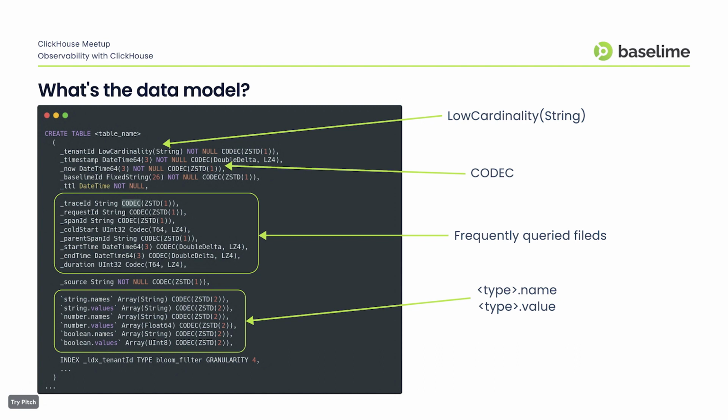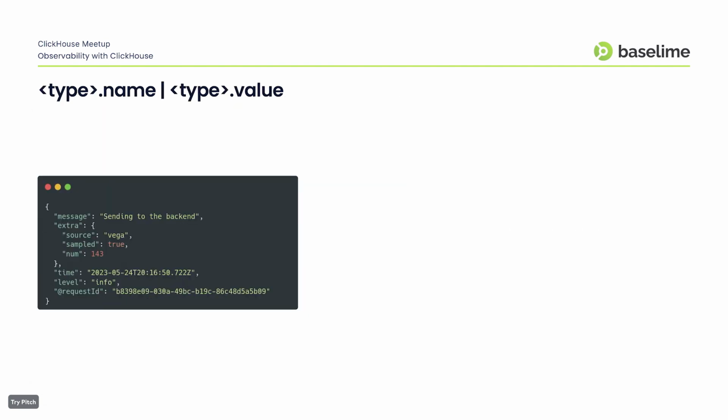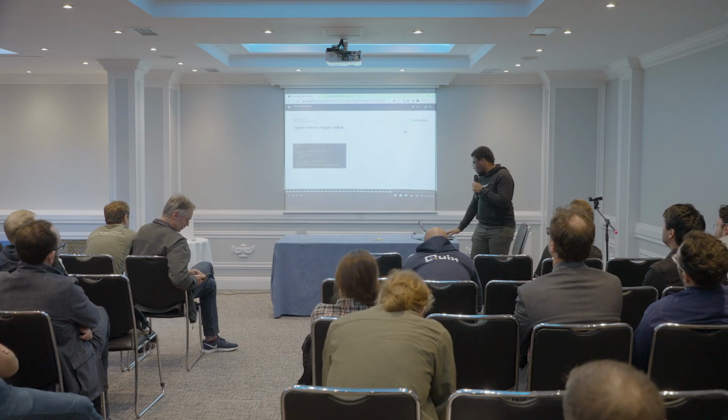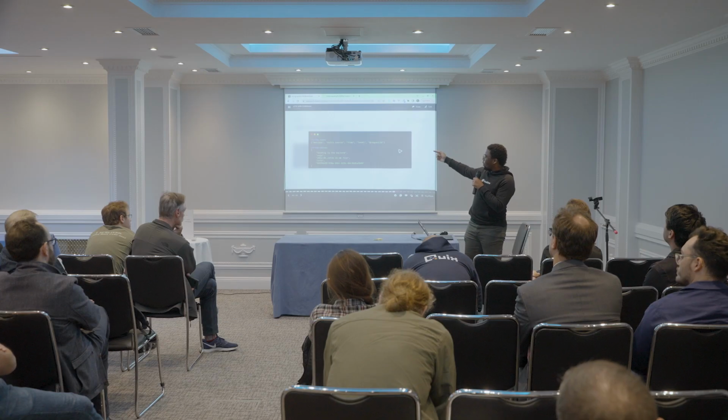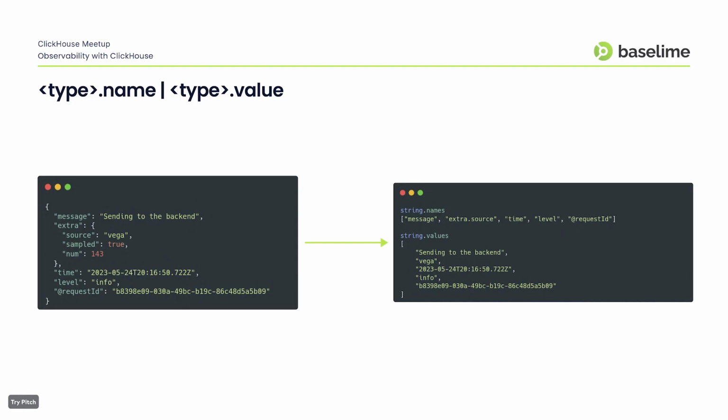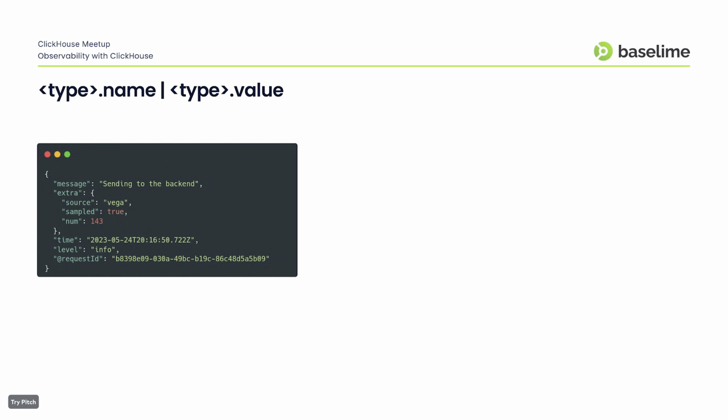Let's look a little bit deeper into how these work. For example, this is one log message that we get. It's a JSON with a message, a few extra parameters, a time, a level, and a request ID. When we get that data, we split it. All the keys that had values of type string, we store them in string.names. So message, extra.source, time, level, and request ID, those were all strings. We store them in that array of strings. Same thing for the values, but we make sure that the indices are the same. Message is sending to the backend, extra.source is Vega, time is 2023 something, level is info, and the request ID is that UUID there.